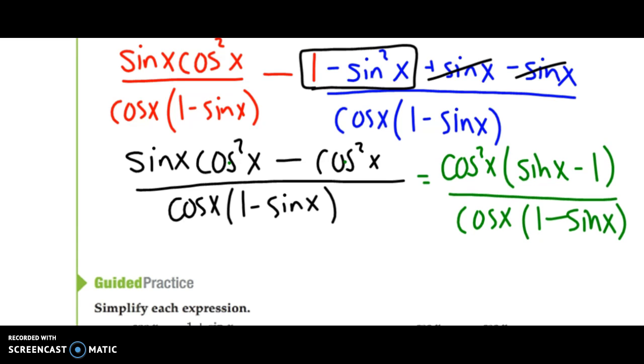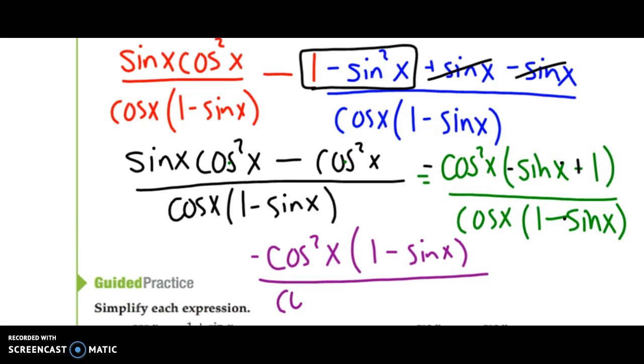Now you might notice that right here, the top and bottom, those are super close to each other. And we said in the previous example, you can always switch the order by taking a negative out. So right there. So now I actually have negative cosine squared x times 1 minus sine x all over cosine x times 1 minus sine x.